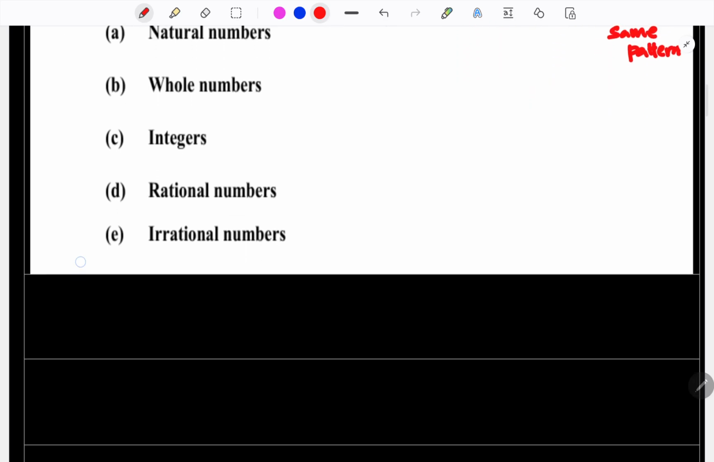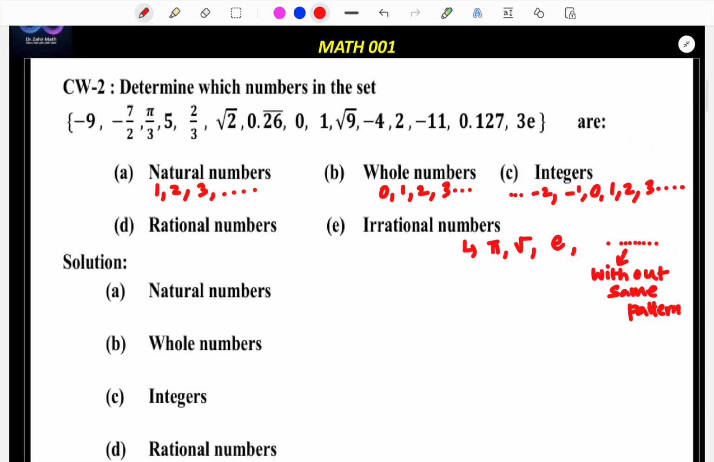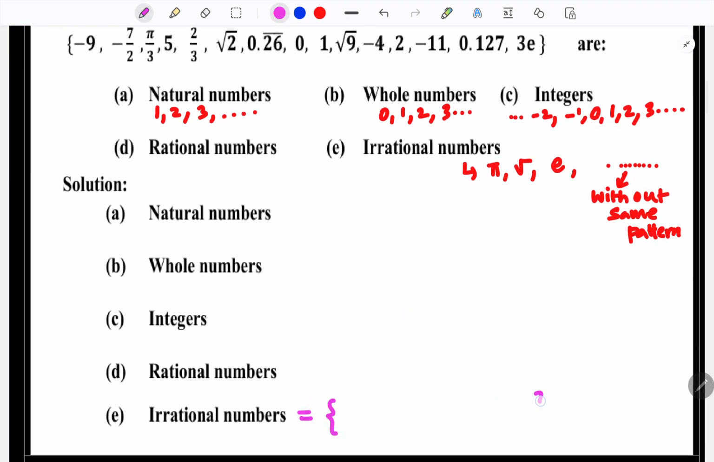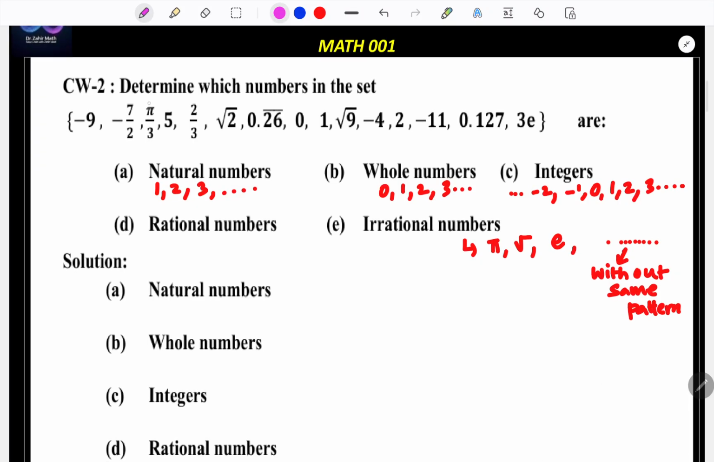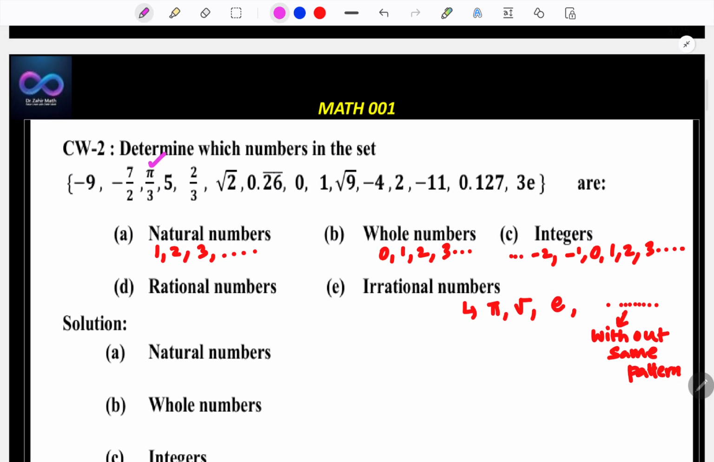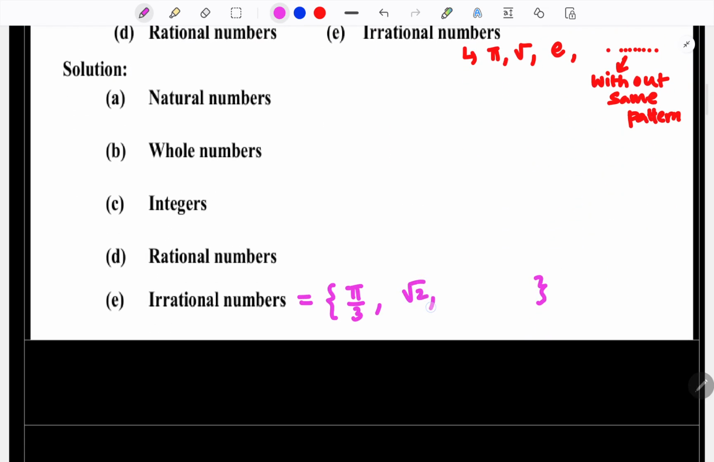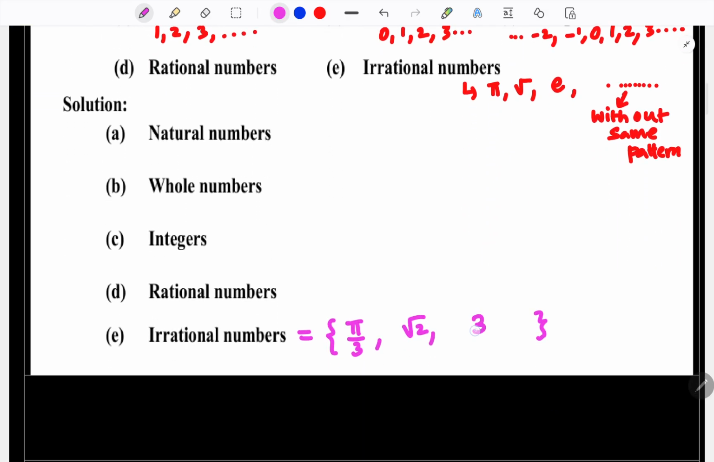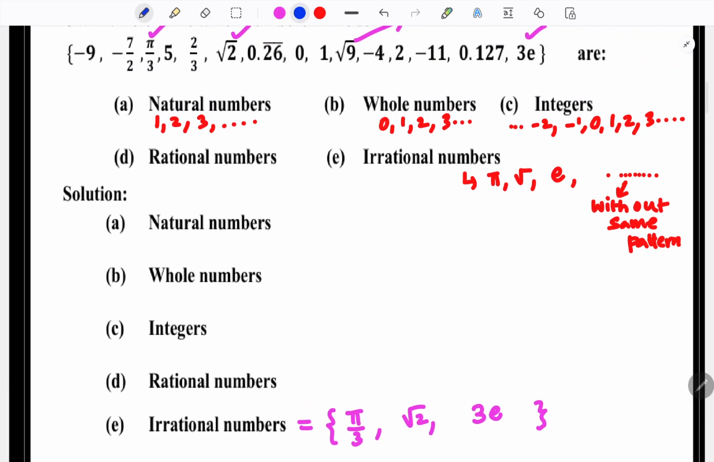Okay, right. Let's start this question. First, we write the irrational numbers. What are the irrational numbers we have here? Pi by 3, this is an irrational number. Let us write this one first. And then square root of 2 is an irrational number. Let us write square root of 2. And what about square root of 9? It's a perfect square, equal to 3. This will not come here, keep it in your mind. And 3e is also an irrational number. Very easy. Let's go to the next one.